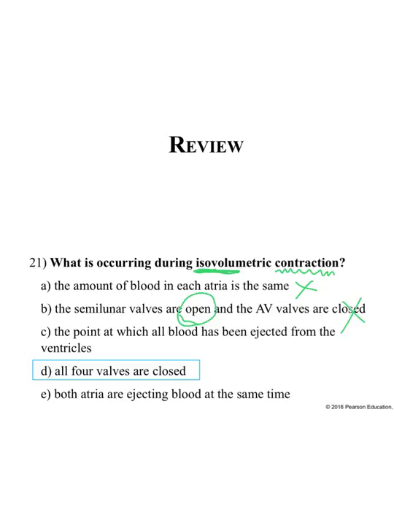The point at which all blood has been ejected from the ventricles. Again, blood is not moving, so anything ejected is not true. Both atria are ejecting blood. Where do atria eject blood? Into the ventricles. Again, no blood is moving, so that is not true. All 4 valves are closed. That makes sense.